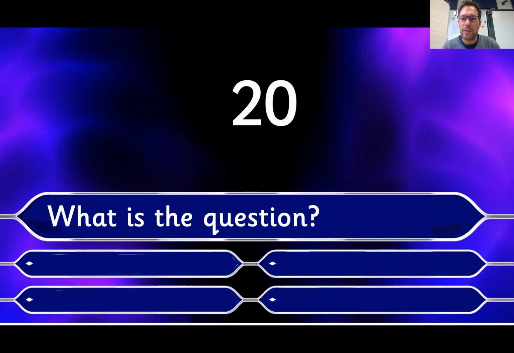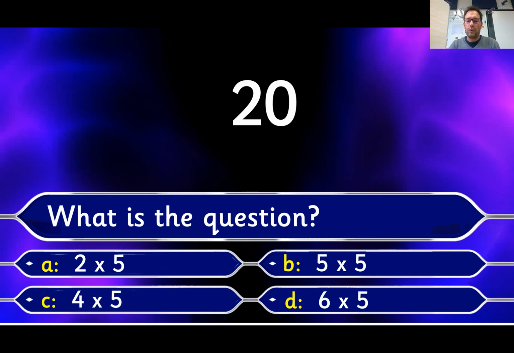This one's a little bit different now because it's not asking you what the answer is, it's asking you what the question is. So the answer is 20. What is the question? Is it A, 2 times 5, B, 5 times 5, C, 4 times 5, or D, 6 times 5? Jot down your answer. And the answer is C, 4 times 5. Well done if you had that one correct.